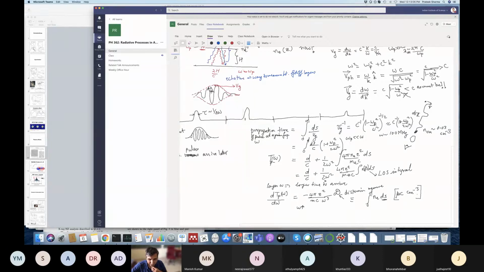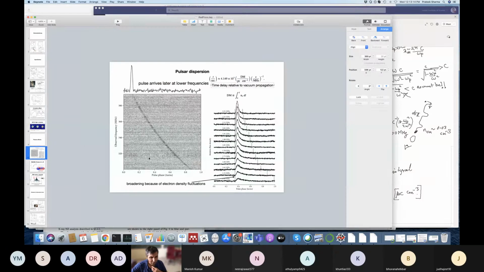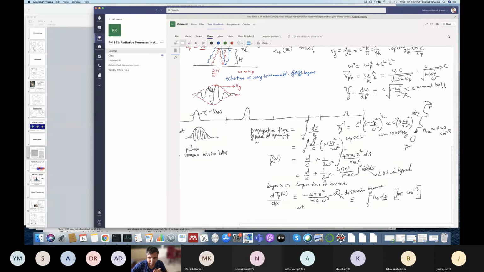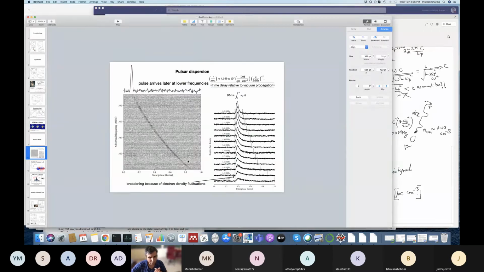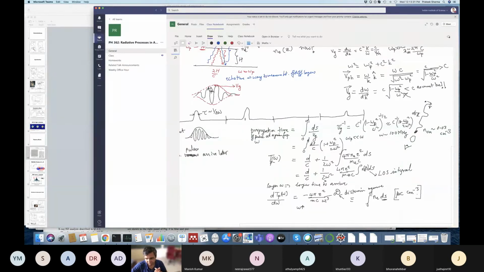This is the slope of arrival time and the frequency. So the local slope gives you the dispersion measure. For example, here the x-axis is like phase, or time, arrival time, and the y-axis is frequency. So we obtain dν by dt, the local slope of this curve, and we know the frequency.